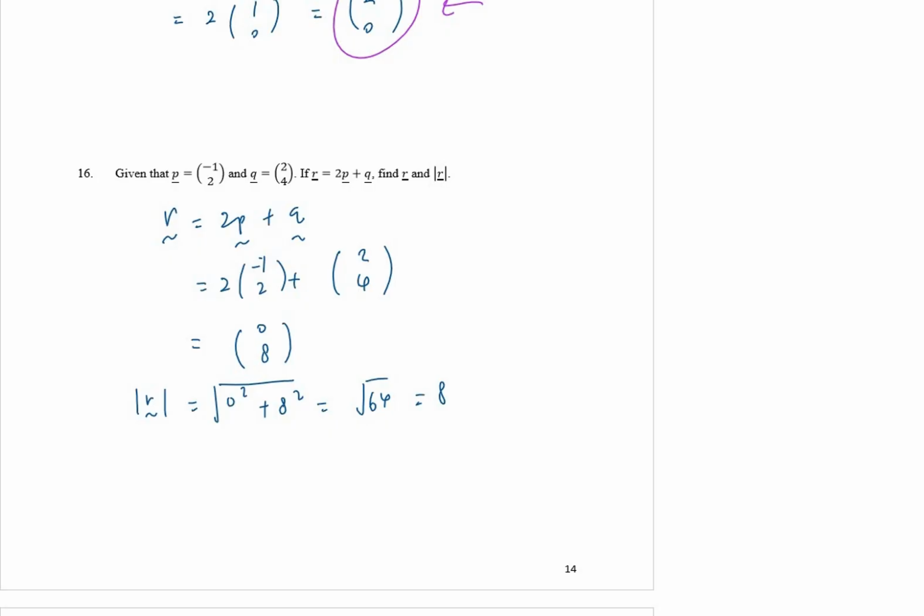Okay, next we have question 16. We're given P is -1, 2, Q is 2, 4, and we want to find the magnitude of R and also the R vector. Okay, so what is R? Given to you, R is 2P plus Q, so just put inside their respective vector. Okay, so you already found the R. So what is the magnitude? 0 square plus 8 square, square root everything, so you have square root 64, which is 8 units.